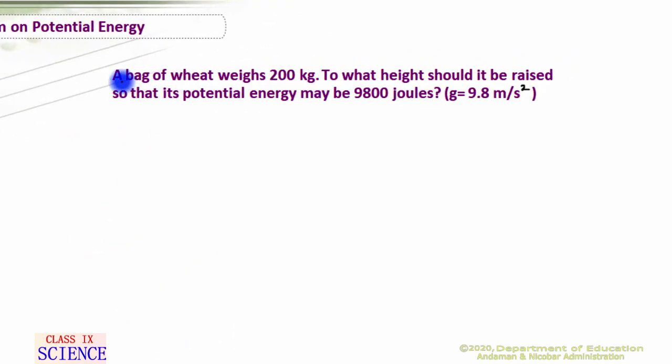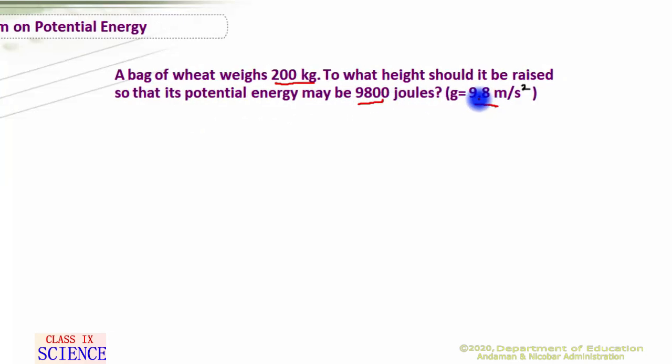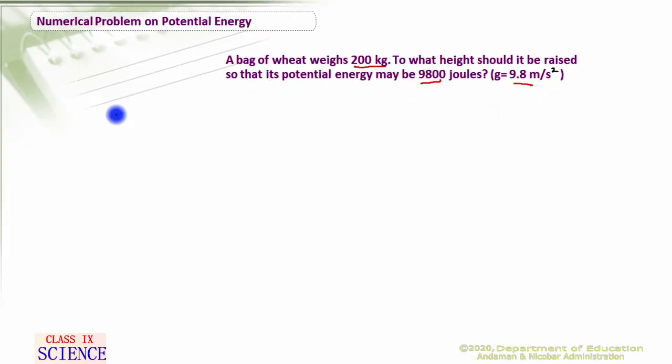Now look at the second question. A bag of wheat weighs 200 kg. To what height should it be raised so that its potential energy may be 9800 joules? The value of g is given as 9.8. So firstly we write the given quantities. Mass is given as 200 kg. Secondly, the potential energy is given. Potential energy is equal to 9800 joule, right? Now the value of g is also given, 9.8 meter per second square. Then we have to find the height, h.